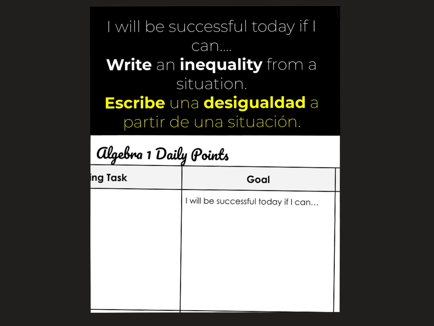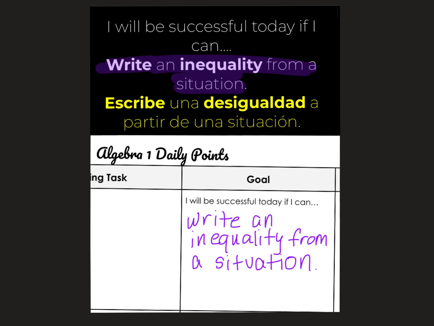So today's learning topic, you're going to be successful if you are able by the end of the day to write an inequality from a situation. So please take the time now to pause the video and write today's learning goal. So right here in the purple, and please write it underneath your learning goal. On the sheet that I gave you at the very beginning of class, write it right here under goal, and then I will come around and stamp to verify that you've completed this task.